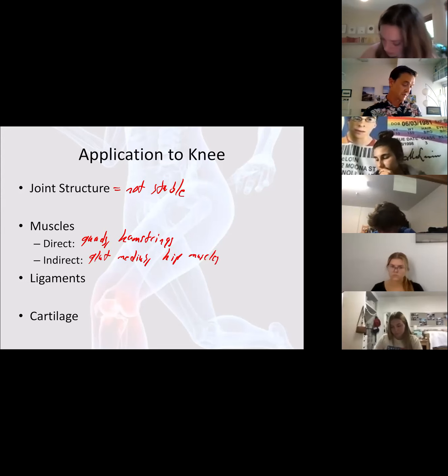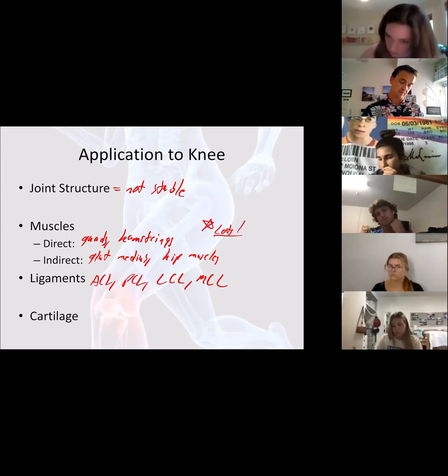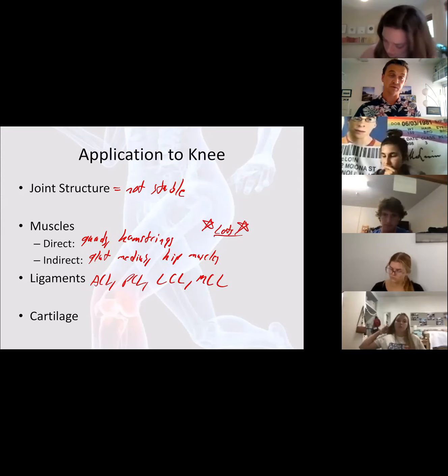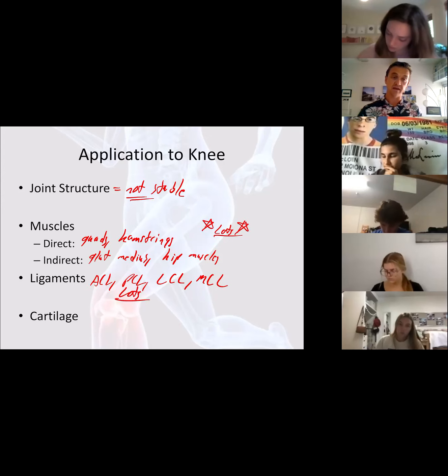Okay, ligaments, we talked about the ACL, PCL, LCL, MCL. There's lots of other ones too. So this does provide us lots of support. Okay, the knee really has to rely on muscles a lot. So this one is not so stable for the structure and relies on muscles a lot. For ligaments, there's lots of ligaments in that, and the knee has to rely on those quite a bit.